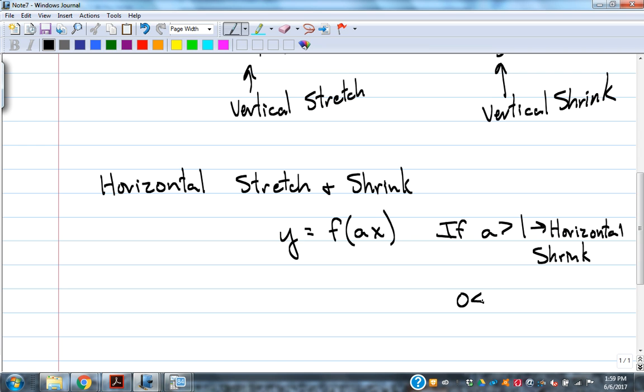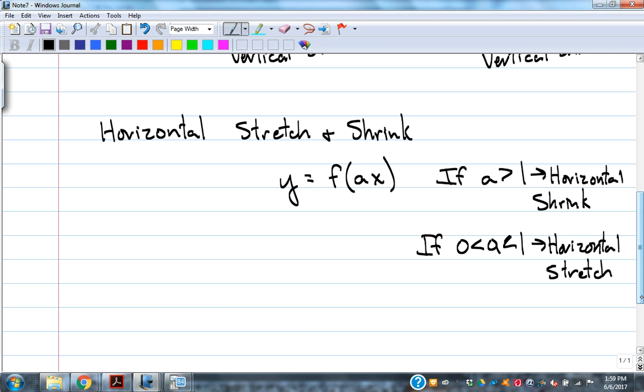If a is between 0 and 1, it's a horizontal stretch. The opposite happens on the inside. That's the way you've got to think about it. Opposite things happen on the inside.